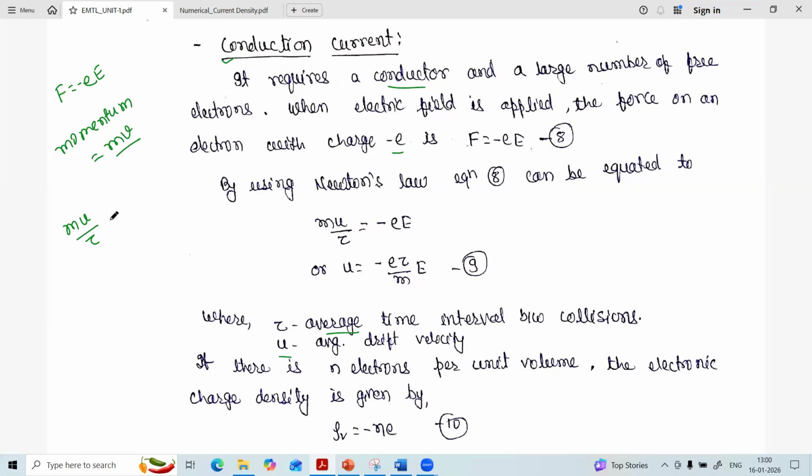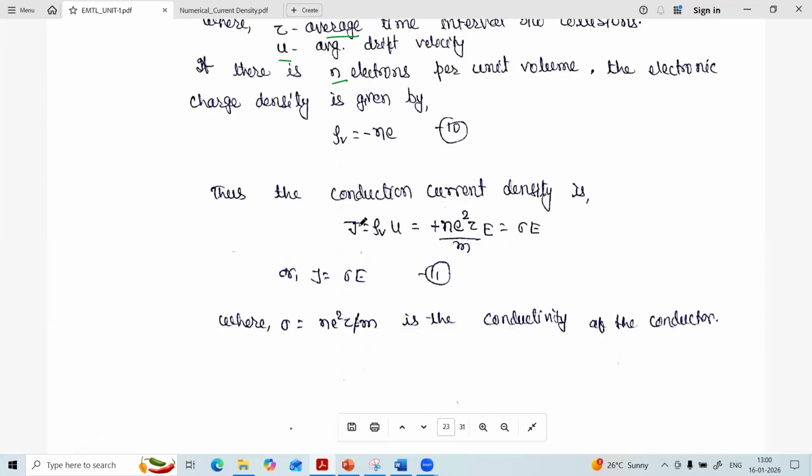On the basis of that, we are going to rearrange this part. Finally, we'll have the expression for u, that is minus e tau by m into the electric field intensity E. If we have n number of electrons per unit volume, then the electronic charge density in that case is rho v equal to minus e into n, where n is the number of electrons per unit volume. So that is minus n e.